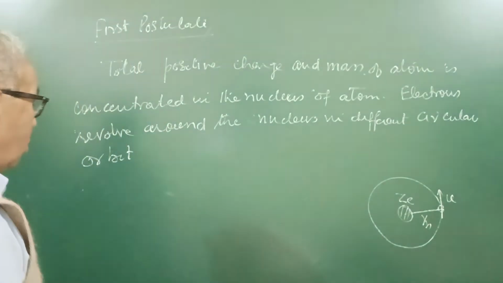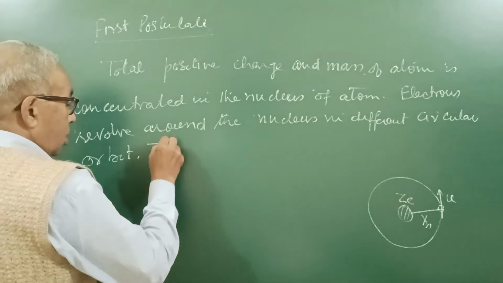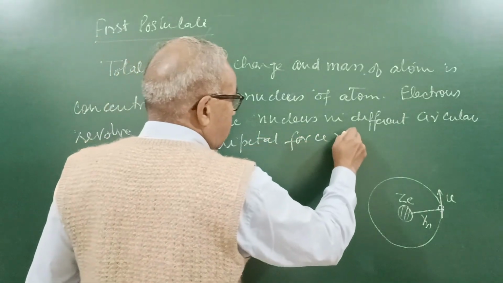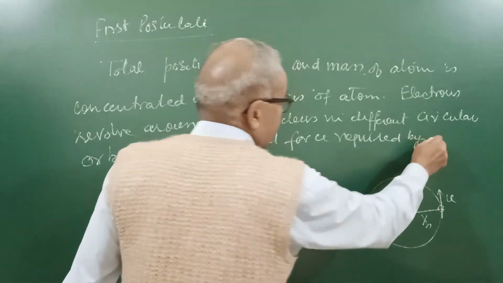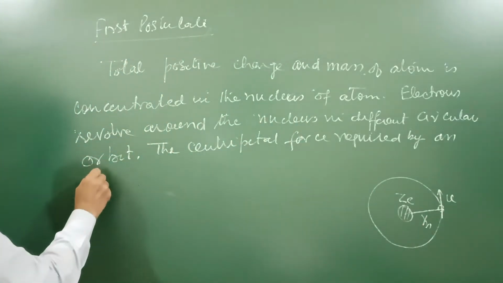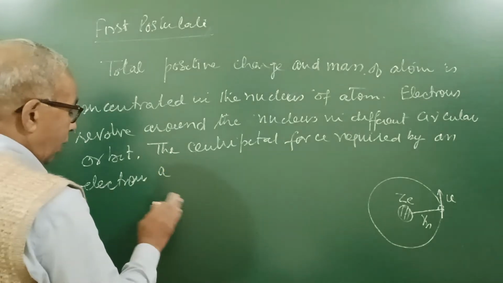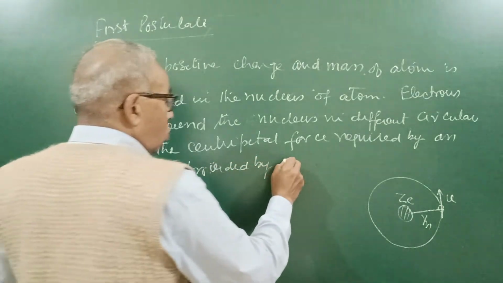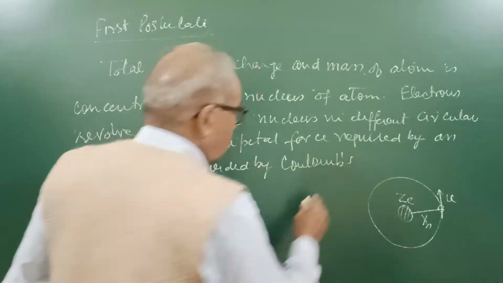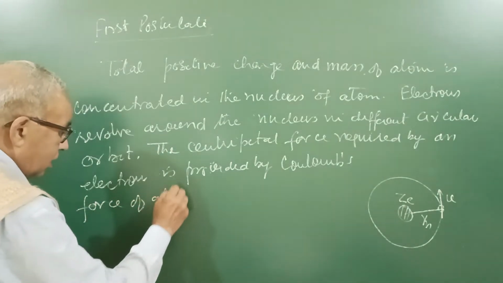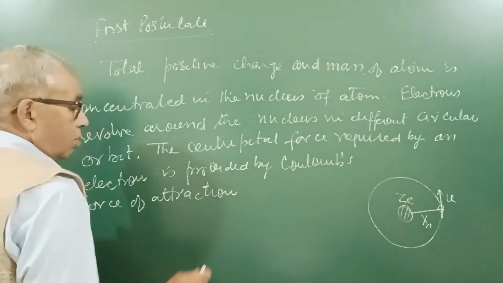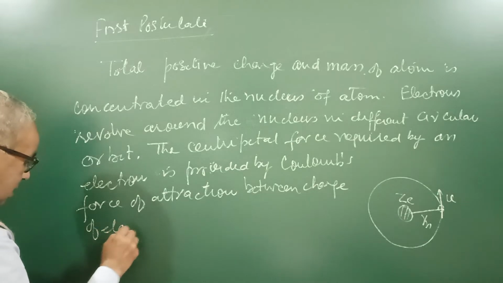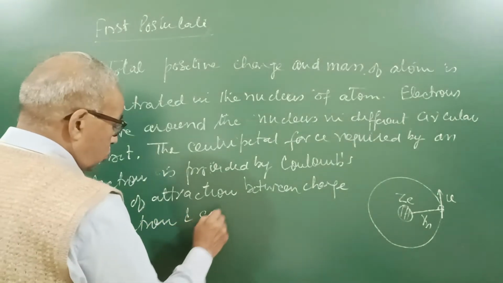Actually, we took the solar system model. The centripetal force required by an electron is provided by Coulomb's force of attraction between charge of electron and charge of nucleus.